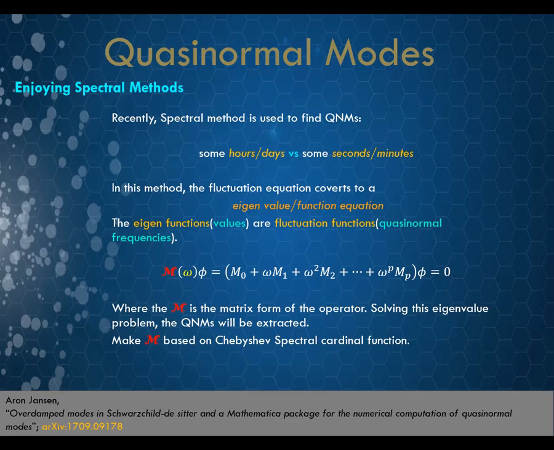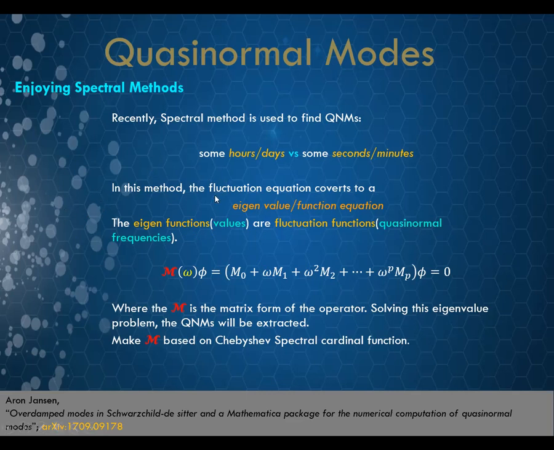And recently, there are many papers that use the spectral method to find quasi-normal modes in different problems. It converts some hours or some days in some problems into some seconds or some minutes to find the quasi-normal modes with more accuracy and a larger number of quasi-normal frequencies, as you will see later.